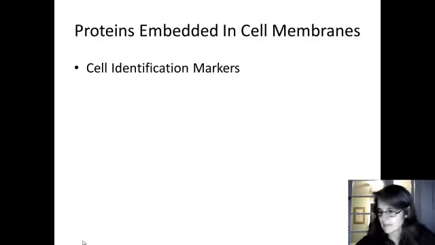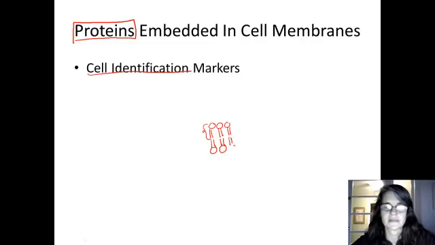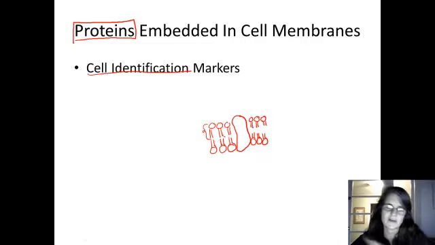Now, as we've already mentioned, there are many types of proteins embedded in cell membranes. Cell identification markers are one important type for you to know about. So if this is my phospholipid bilayer, there's my phosphate heads and my nonpolar tails. Each of these is a phospholipid. If it's a bilayer, I've got another set that goes opposite them. And embedded across these might be a glob of protein. And you can see it's embedded in this phospholipid bed.